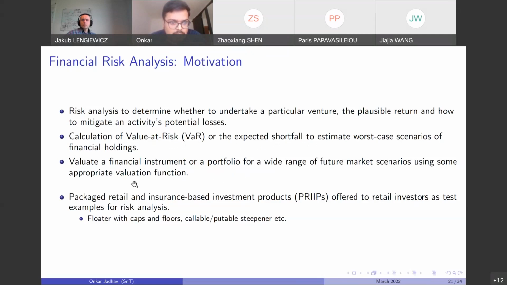In my work, I have used packaged retail and insurance-based investment products, in short called PRIIPs, which are generally offered to retail investors, as a stress example. There are different examples of PRIIPs like floaters with caps and floors, callable, putable, stiffener, etc., which I will explain in the next few slides. But before that, let's talk a bit about PRIIPs.